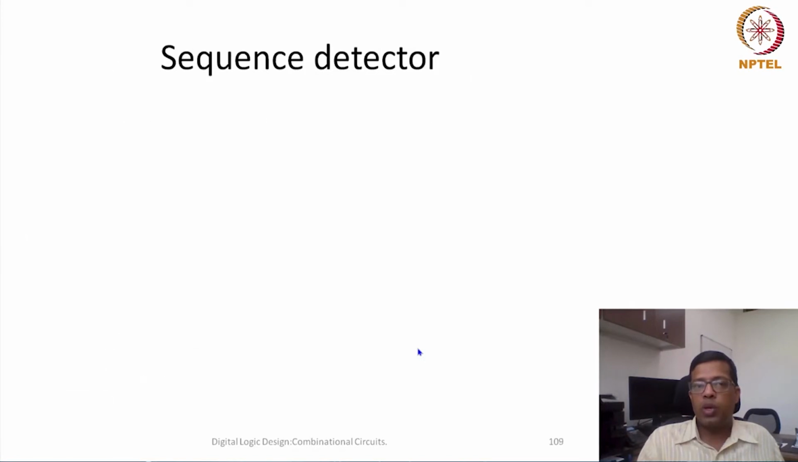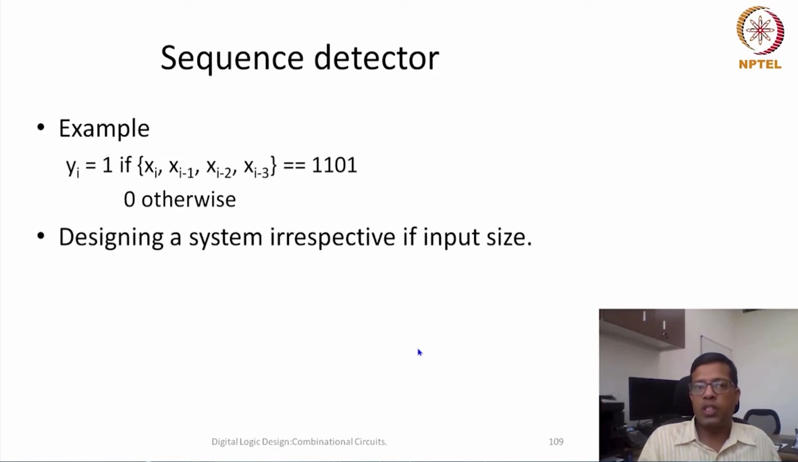So the third problem is more intricate and more involving to solve. Now we are trying to design some sort of sequence detector. So what is a sequence detector? We are given some sort of a sequence, some sort of a pattern, and given an input, we would like to see whether our input is matching that pattern or not.